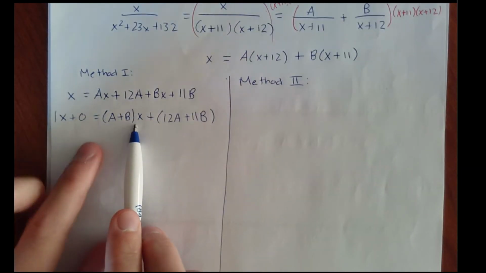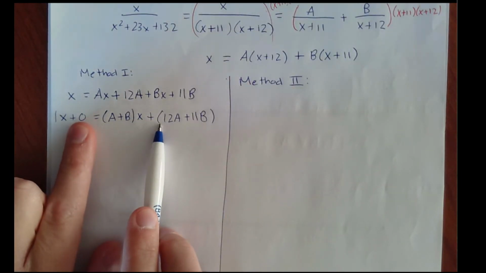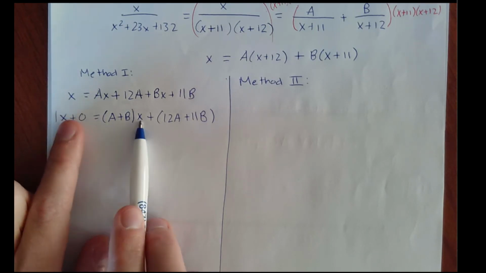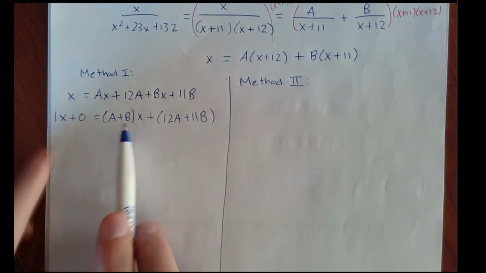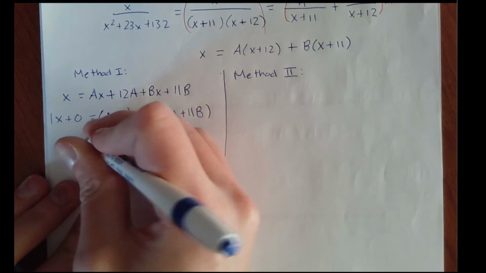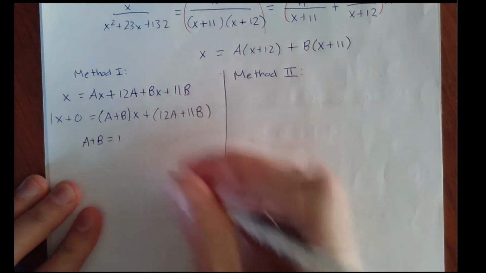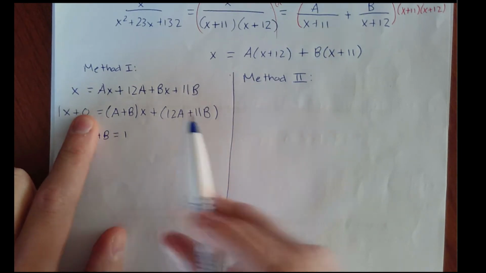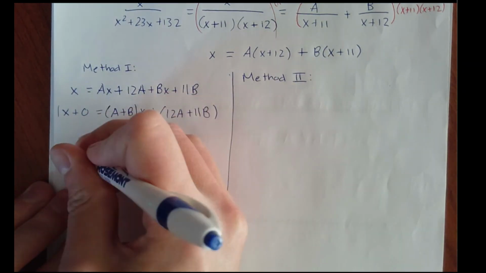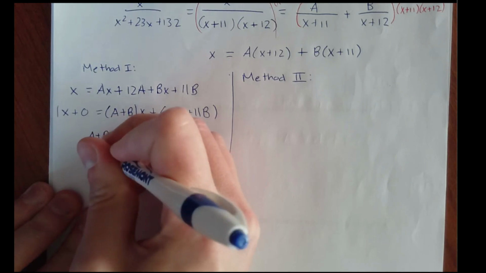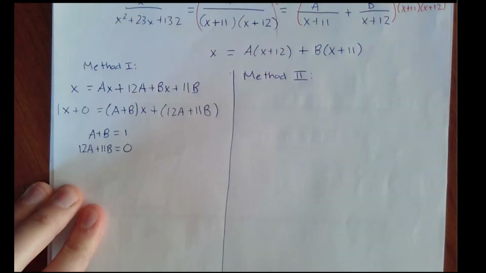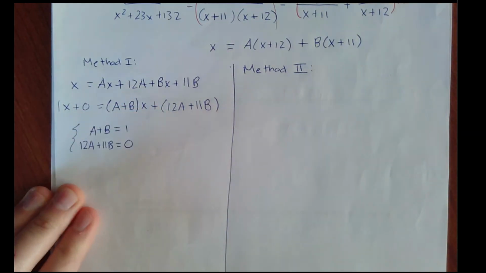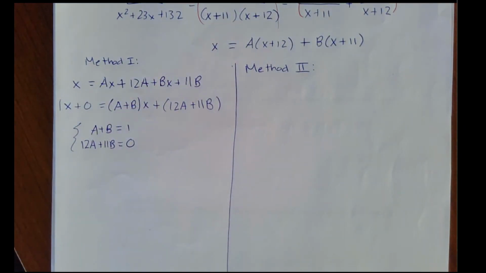So we know that if we have two polynomials equal to each other, then each coefficient has to be equal. The coefficient for x, or x to the first power, has to be equal. So a plus b has to equal 1. And then the constant terms have to be equal. So 12a plus 11b would have to equal 0. That gives us a system of two equations with two variables that we can solve.